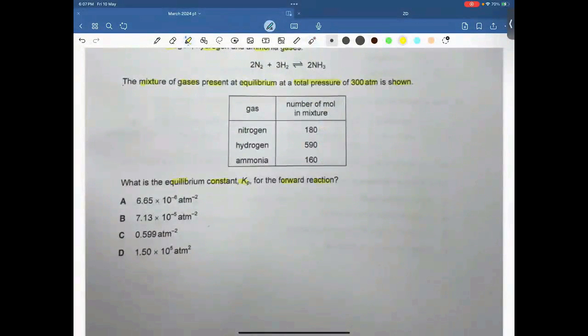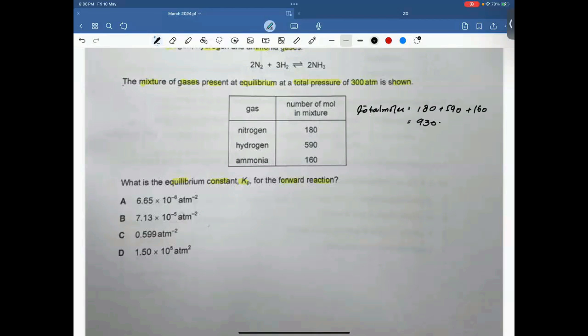In order to find the value of Kp, first we need to find the partial pressure of each gas, and before that we need to find the total number of moles in the reaction vessel. So let's count the total moles first. So this is 180 plus 590 plus 160. I believe it's going to be 930 moles.